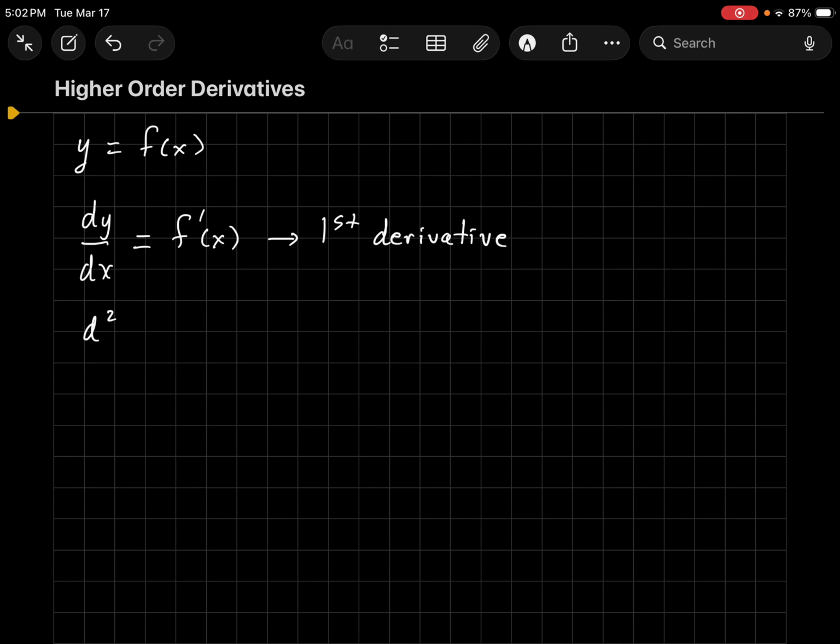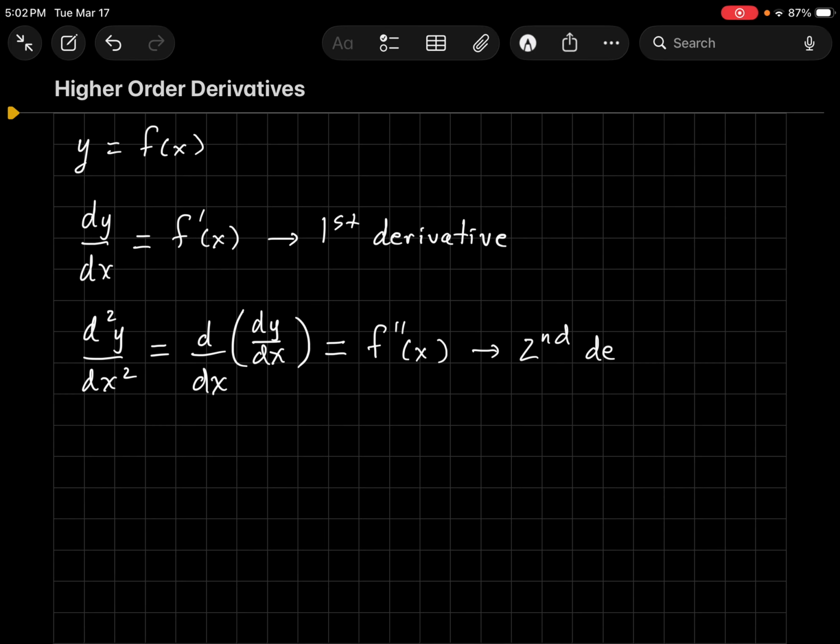For example, if I write this down, d squared y over dx squared, that's how we say it, but nothing is being squared. I want to emphasize that. We are not squaring anything. This is simply notation. This really means the derivative with respect to x of our first derivative dy dx. In the other notation, we would call this f double prime of x, which is the second derivative. And so on.